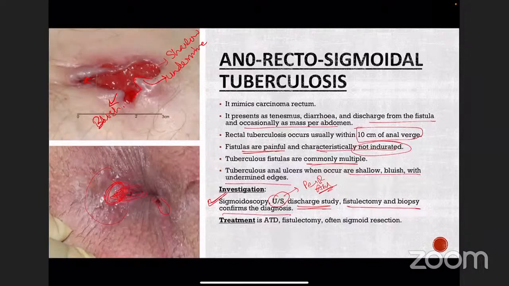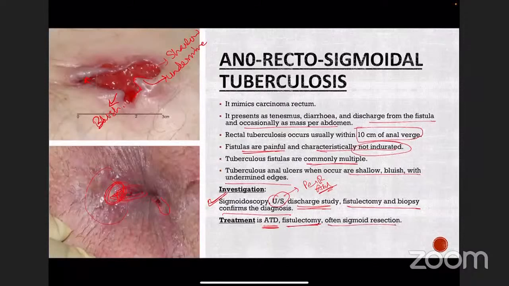If there is a fistula, we have to do fistulectomy and send a sample for histopathological investigation, for further investigation. We have to give ATD to this patient, that is anti-tuberculous drugs. We have to do fistulectomy as a diagnostic and therapeutic treatment. Often sigmoid resection is also needed.